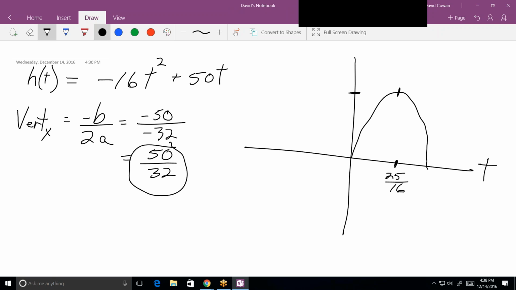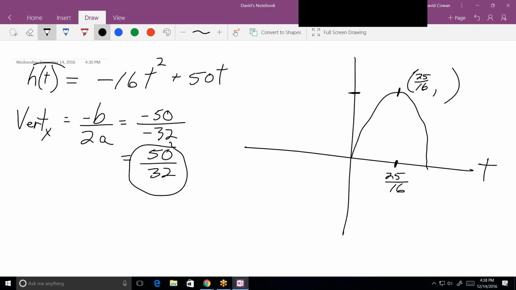What's the second question they ask you? So the vertex is 25 over 16? No? Oh, they want the whole vertex? Well, we also got to figure out what the y-coordinate is. In other words, the x-coordinate is 25 over 16. How do we get the y-coordinate? Plug it in the h of t equation.